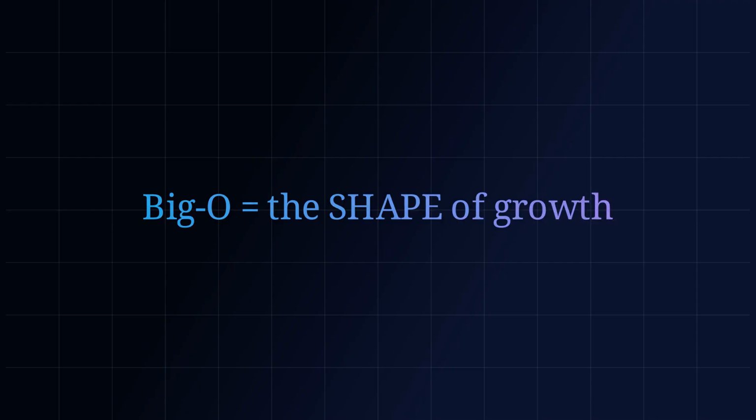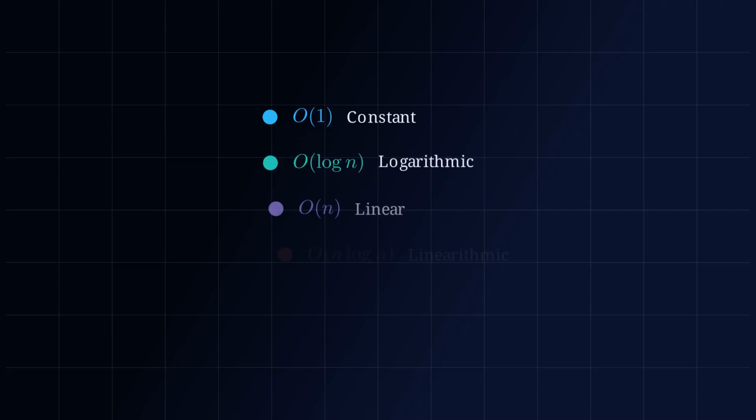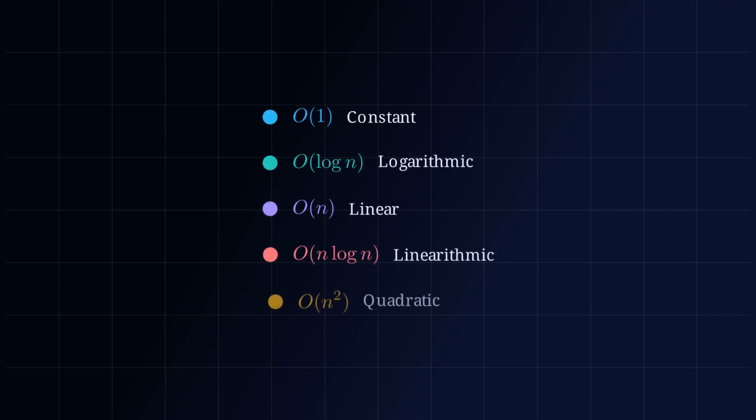Let's meet the runners by name. We have constant time, order 1, logarithmic time, order log n, linear time, order n, linear arithmetic time, order n log n, and quadratic time, order n squared. Keep those 5 in mind because we're about to watch them fall apart.